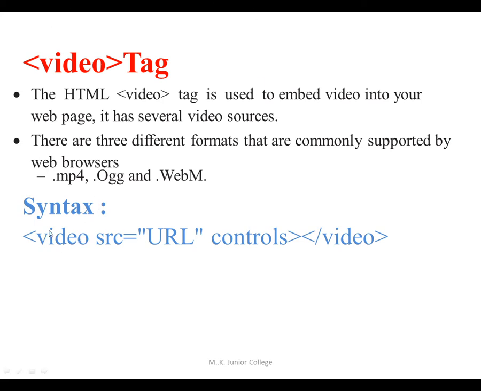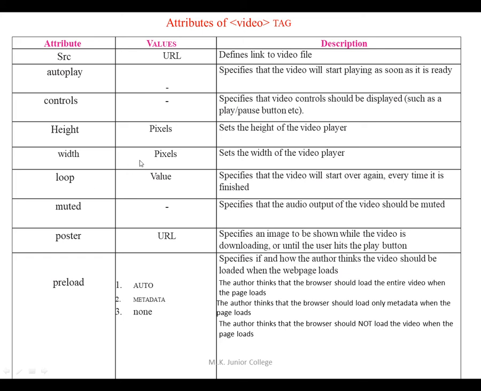So again here the syntax is the same as your audio. First of all, you have to start with the video tag. You have to mention the source of your video. Then you add the controls, and then close the video. We'll see this again with an example. Before the example, there are some attributes of the video tag. So many attributes are given. One by one we'll see all the attributes.